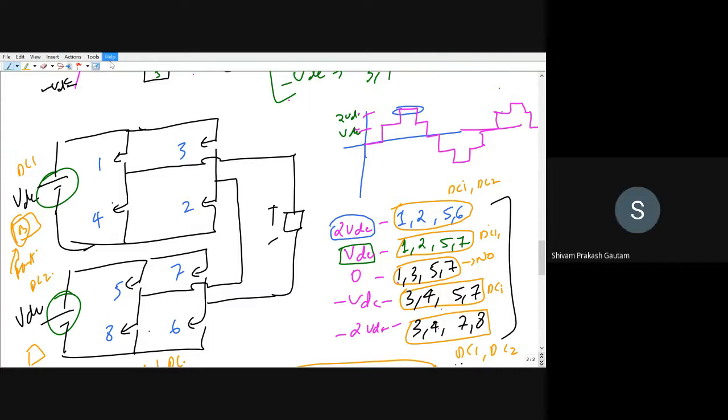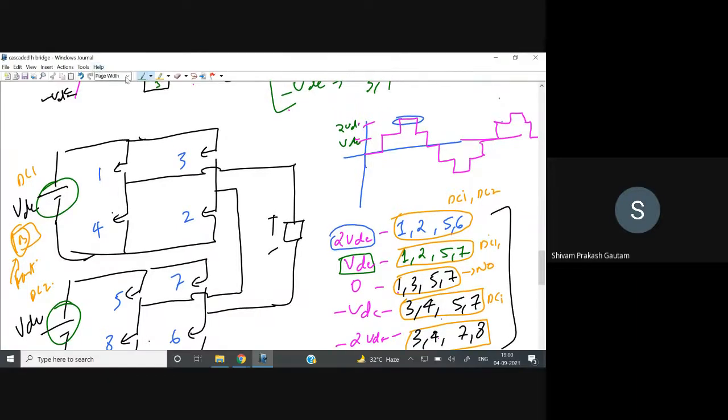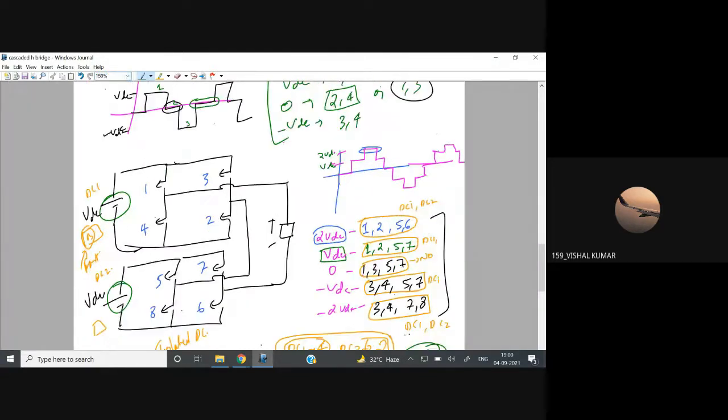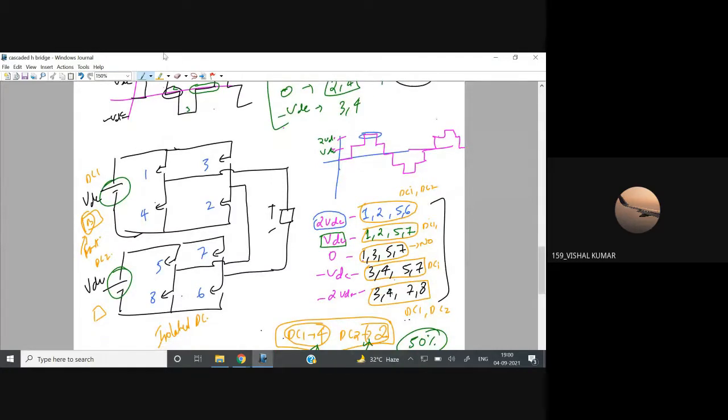Okay. Any doubt anyone is having in this? Sir, for minus VDC we can use 1 and 3 instead of 3 and 4, and instead of 5 and 7 we can use 7 and 8. Then we get 50%. Yes, that we can do. That is a good suggestion.